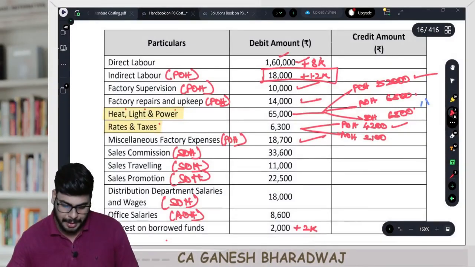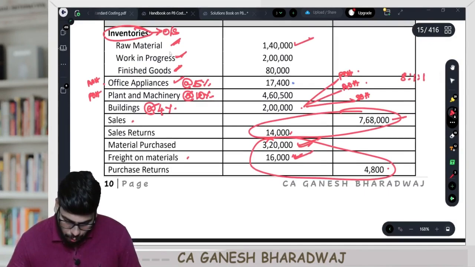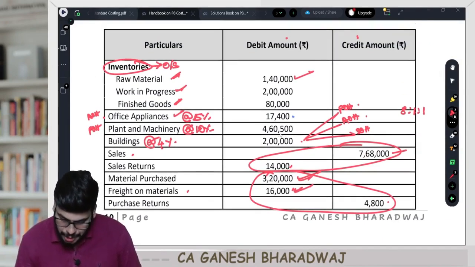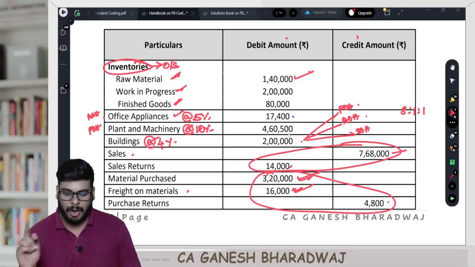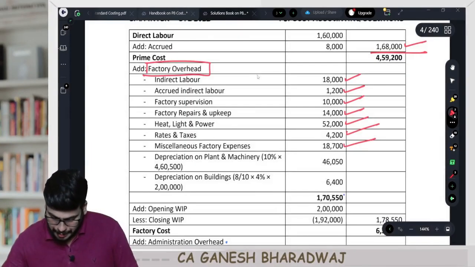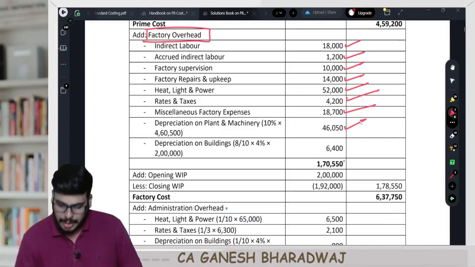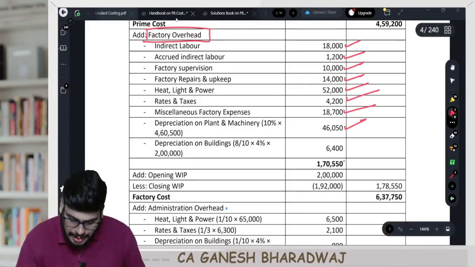Now, apart from this, depreciation we need to take. What is the depreciation on plant and machinery? So 4,60,500 into 10%, just remove 1 zero. 46,050. That's the depreciation on plant and machinery. Look at this. This is all it is. Clear for this, guys?